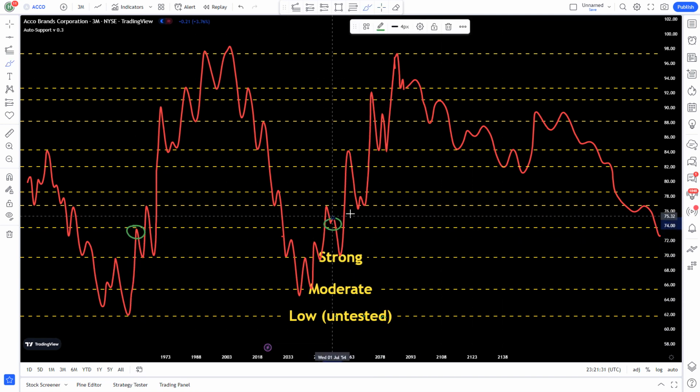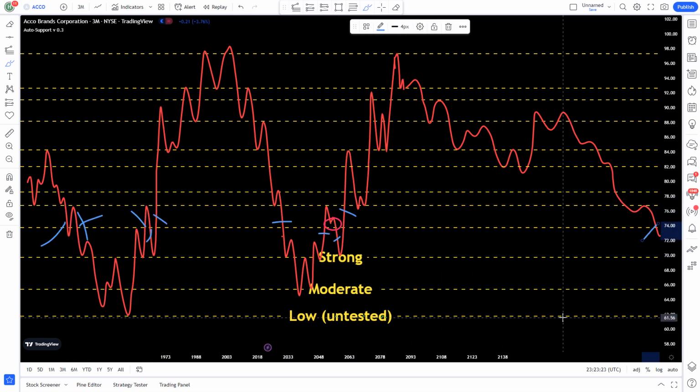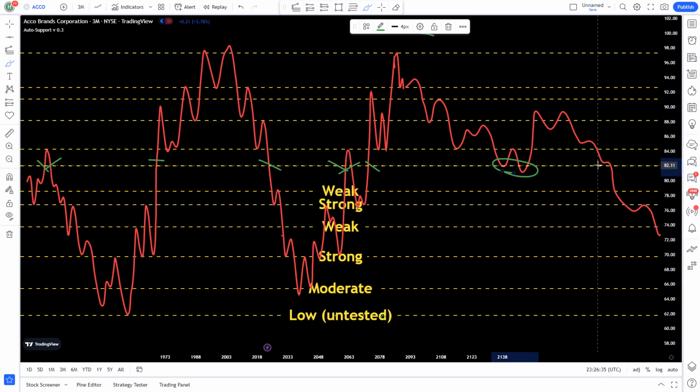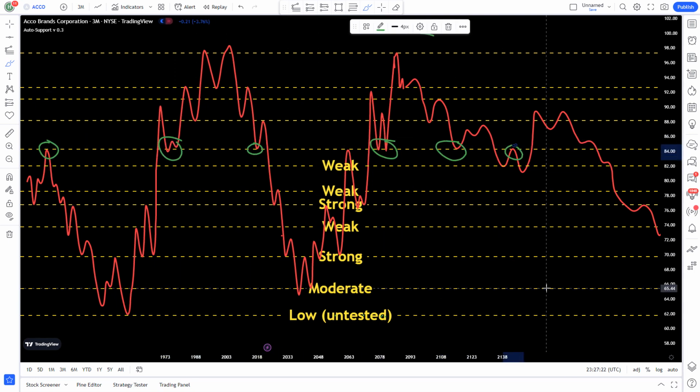Fourth line had two confirmations, but look how often price went through it as if it didn't even exist. It's a weak level. Next level up is strong because of how many times it was respected. Next couple are weak. Price hardly acknowledges these levels at all. The one above is strong. Price reacted half a dozen times to it.